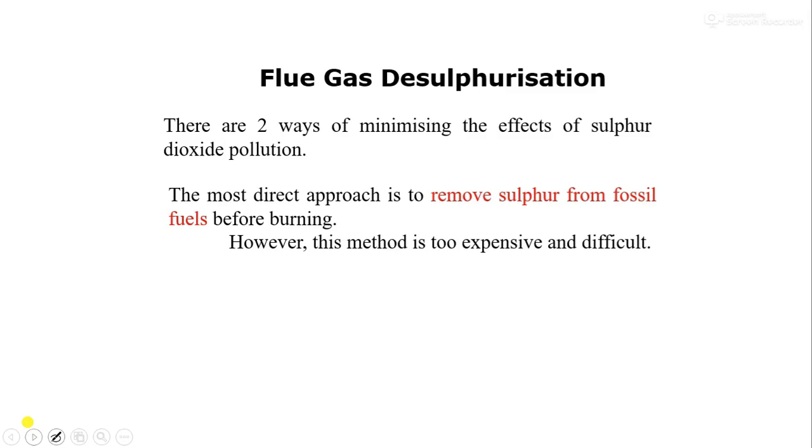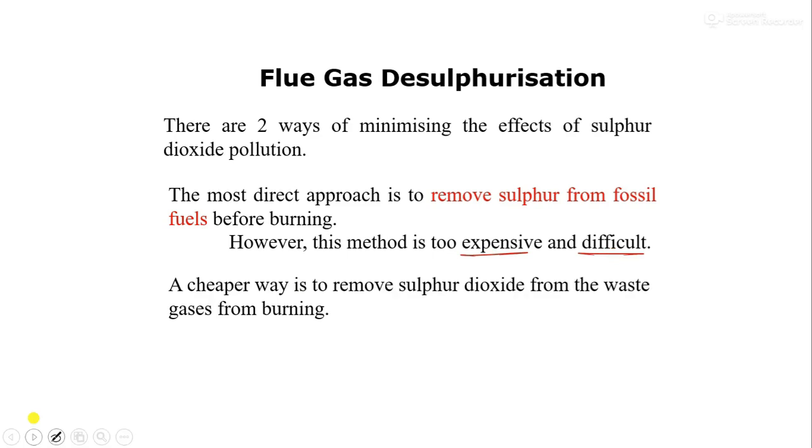There are two ways to minimize sulfur dioxide pollution from flue gases. Flue gases are the gases which are produced by the burning of fossil fuel. When we withdraw the fossil fuels from the land, we have to remove the sulfur content from the fossil fuel. But it is too expensive and difficult. So we use fossil fuels directly, which will cause sulfur dioxide to be produced into the environment.